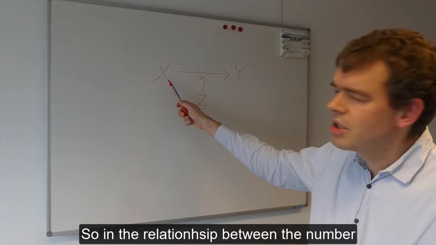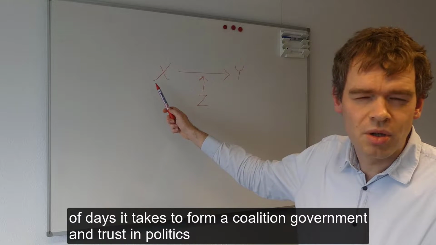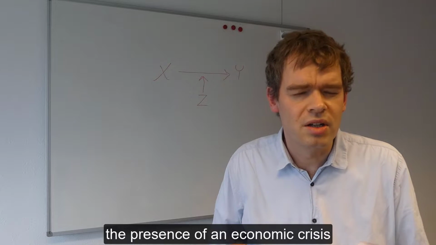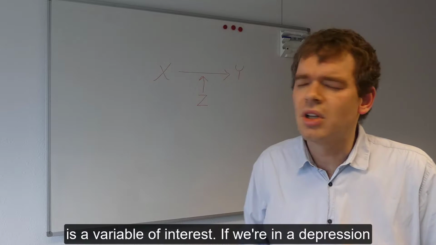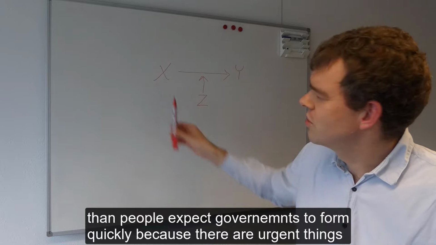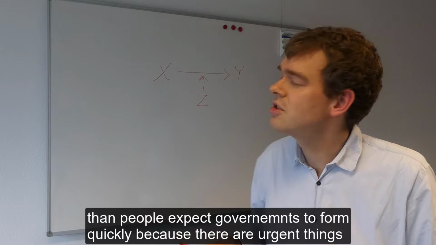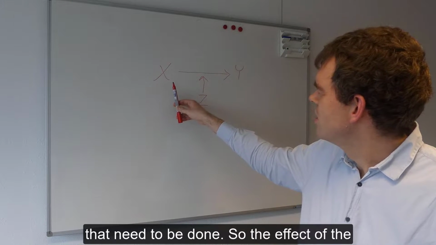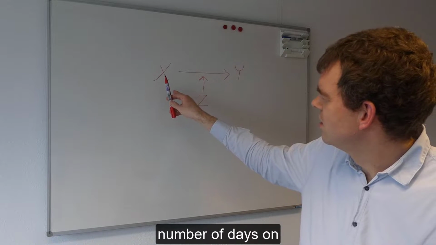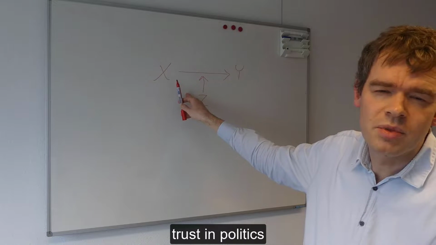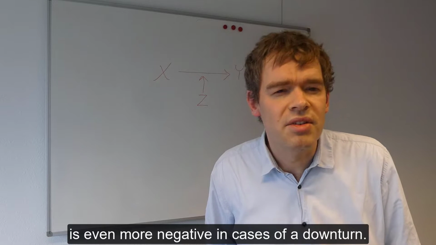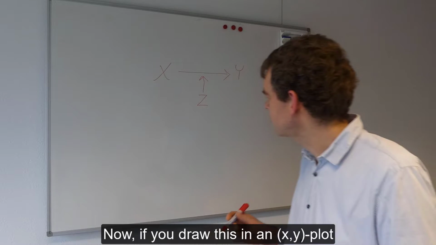So, in the relationship between the number of days it takes to form a coalition government and trust in politics, the presence of an economic crisis, the economic business cycle, is a variable of interest. If we're in a depression, then people expect governments to form quickly because there are urgent things that need to be done. So the negative effect of the number of days it took a government to form a coalition onto trust in politics is even more negative in cases of a downturn.